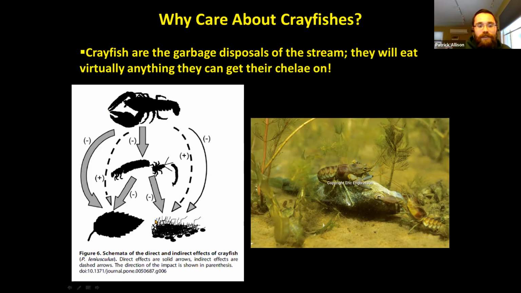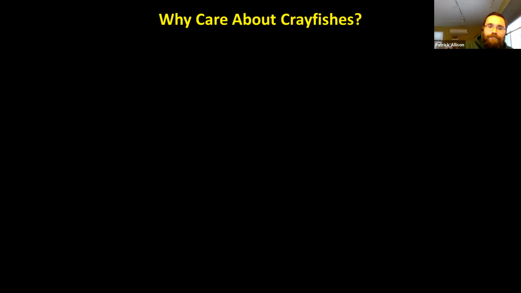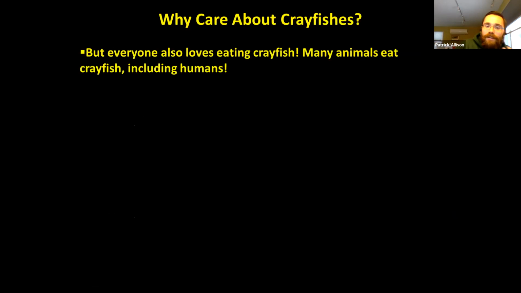So key thing going on here with eating bugs and the algae and rotting leaves. So this is creating a higher form of energy that can help travel up the food chain. Because crayfish eat so many different things, they play that really important role in the food chain. And then everyone also loves to eat crayfish.